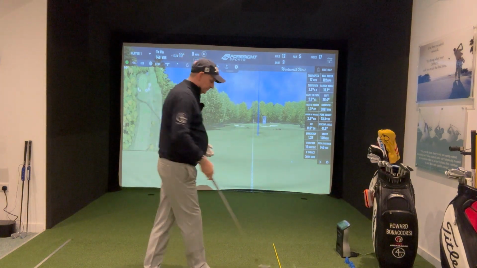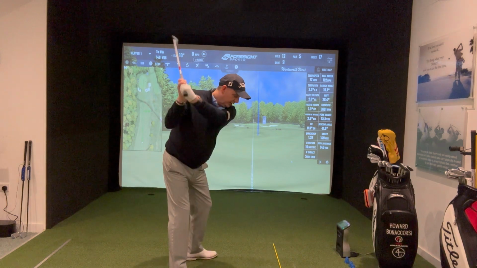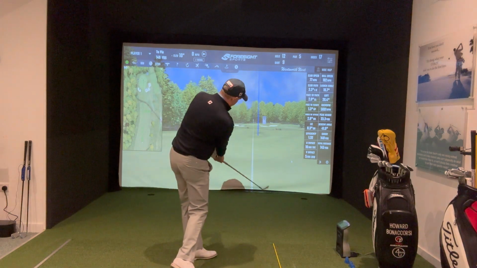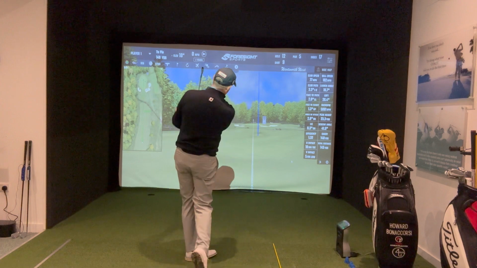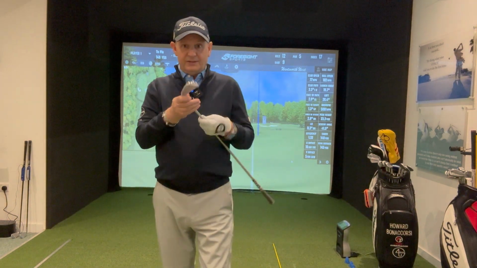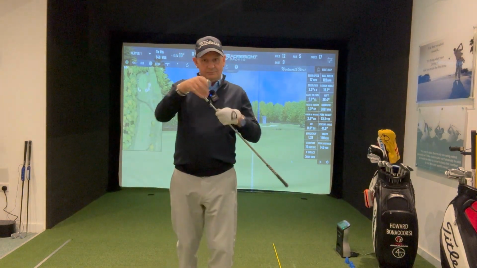In to out path is now the club travelling more down inside this line, getting to the ball and going slightly on the outside of it. Now that has the opposite effect. You get draw, push or hook, depending where the club face is. So it shows you again how important this club face is.